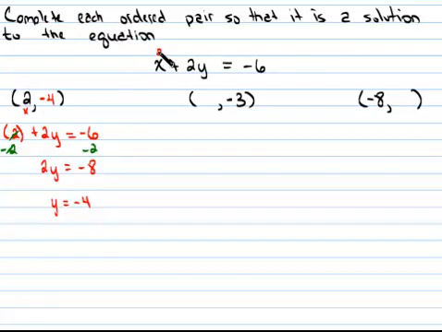Plug in a 2 for x, plug in a negative 4 for y. 2 plus 2 times negative 4 is negative 8. 2 plus negative 8 equals negative 6. Works perfectly. Let's do the others. Whoops. Let's go over here.